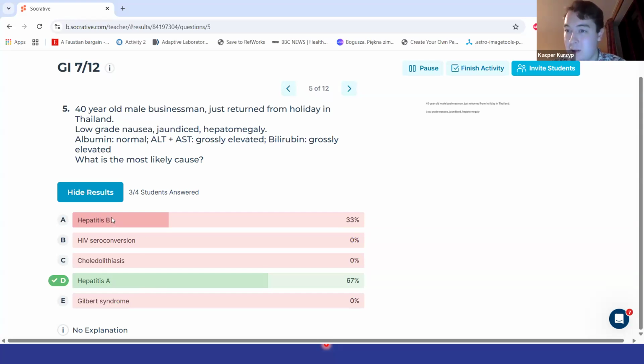Now, I know businessman in Thailand is used in PASMED as a man making questionable choices, but let's try to keep most likely and most reasonable. Let's not assume that every 40-year-old going to Thailand is going there for services.